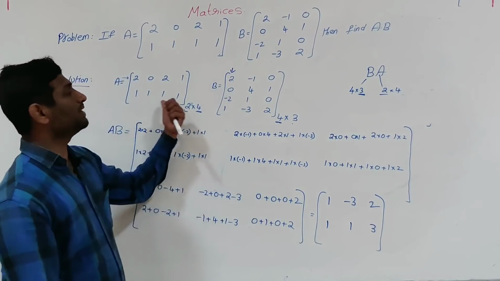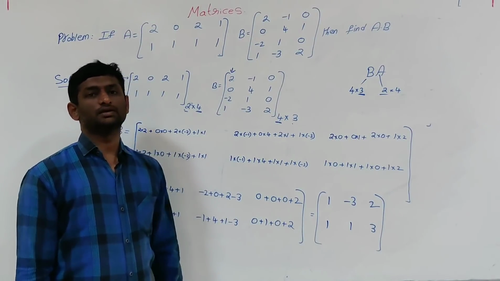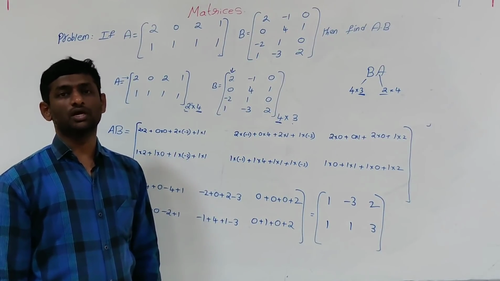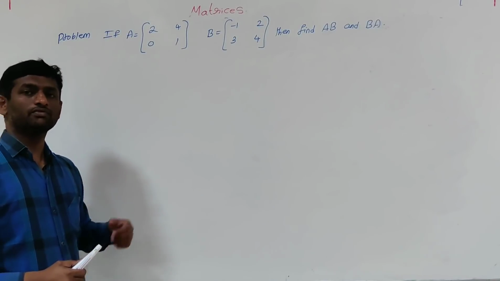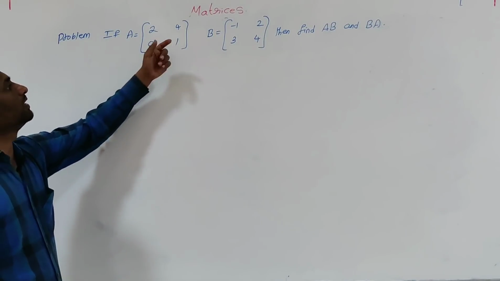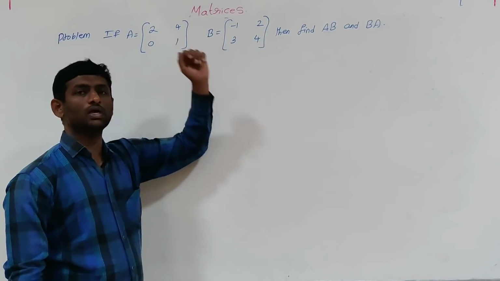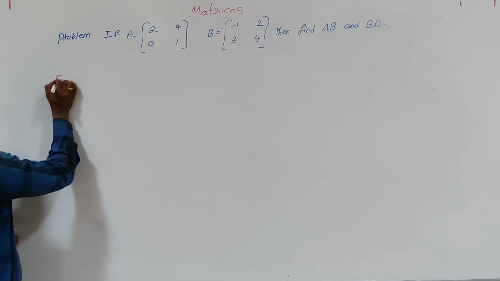So as AB is possible, whereas BA is not possible, that's why matrix multiplication is not commutative. Now we'll see the next question. Again, one more problem on matrix multiplication. If A is equal to 2, 4, 0, 1, B is equal to -1, 2, 3, 4, the question is what are AB and BA. Now we'll see the solution.